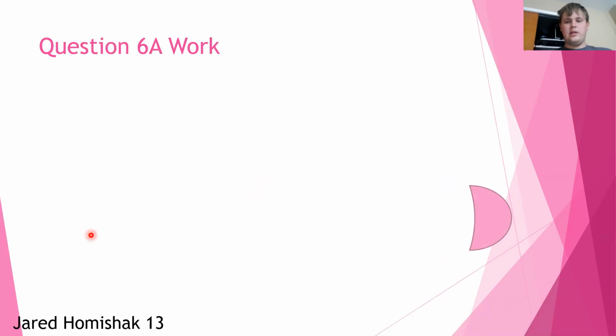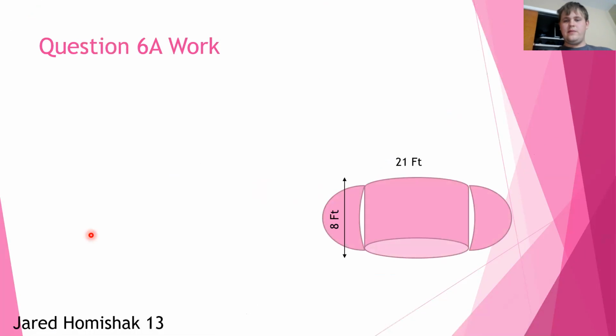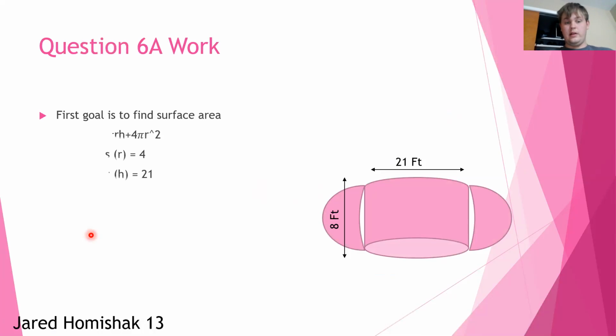Finally, for the last question, you have this little figure right over here with lengths of 21 feet and 8 feet. And first, we want to start off by actually finding the surface area here. So, once again, we combine the areas of both figures to get our ultimate formula, which is 2 pi radius times the height plus 4 pi radius squared.